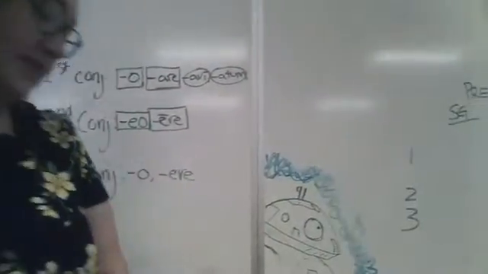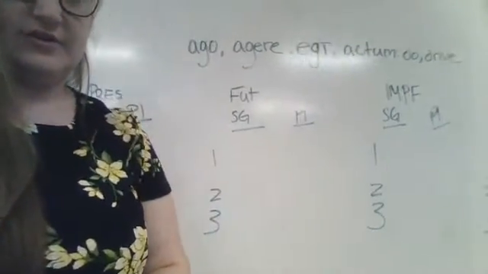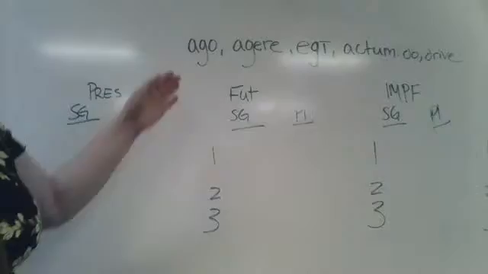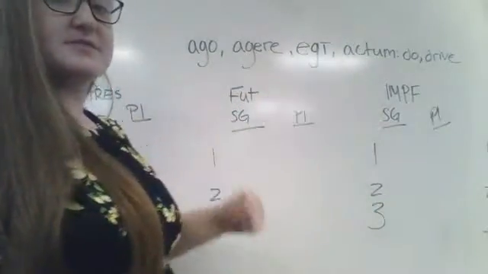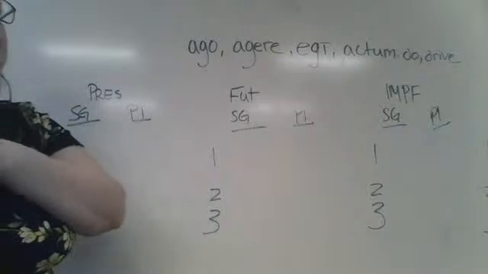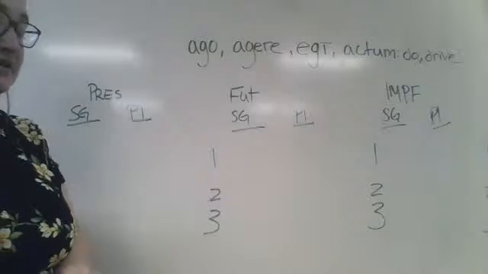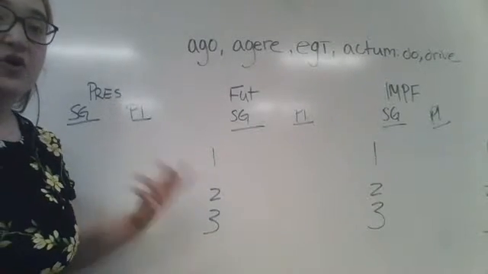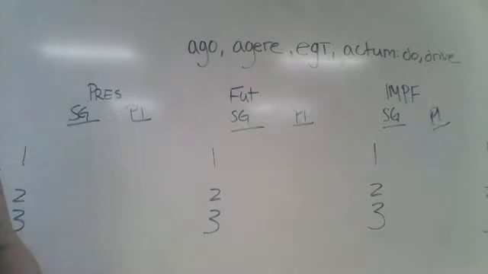So let's come over here to the verb that I have for us. That is third conjugation. So here we have ago, agere, egi, actum. And this means to do or drive. So the meaning of this verb will vary depending on what noun it goes with, so what direct object or what subject it takes.